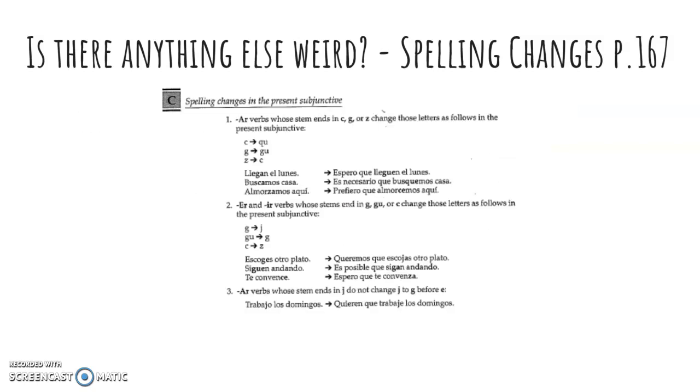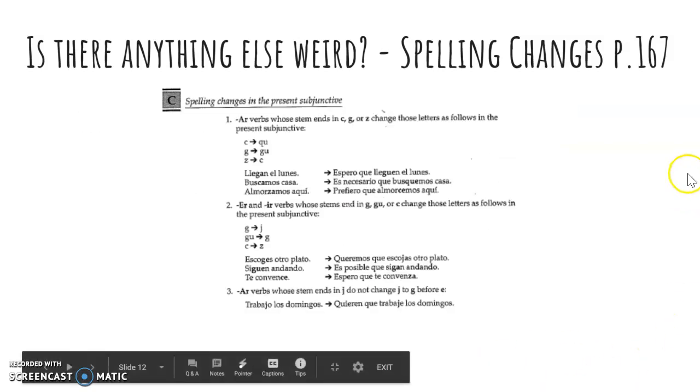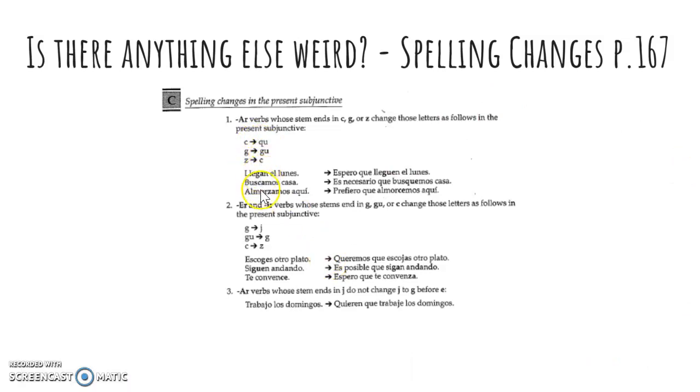Okay, so let's look at some examples. You can see this is the page in the packet, on page 167, where you see the C to QU, G to GU, Z to C. And we also have a similar change with some ER and IR verbs that end with G or GU or C at the end, and those change to these. So like G will go to the J sound to keep that soft G sound. Like a verb like escoger in this first example, right? If we just left it a G, it would be escogas, and we want to keep that soft G sound. So we have to change it to a J, escojas.